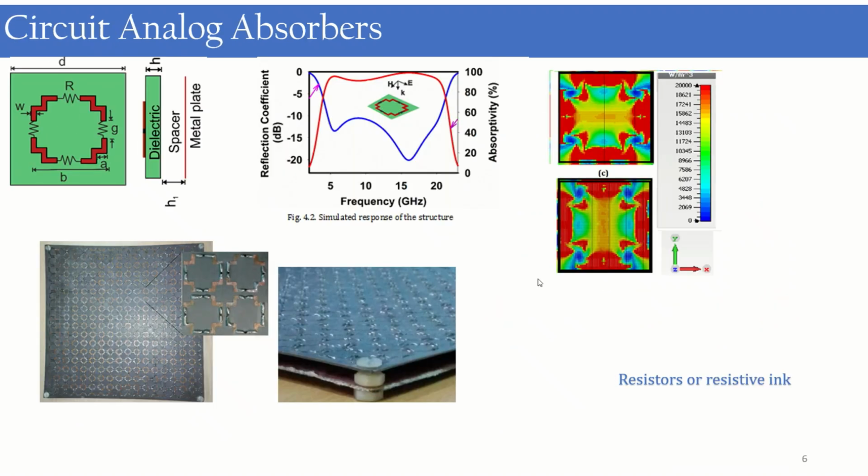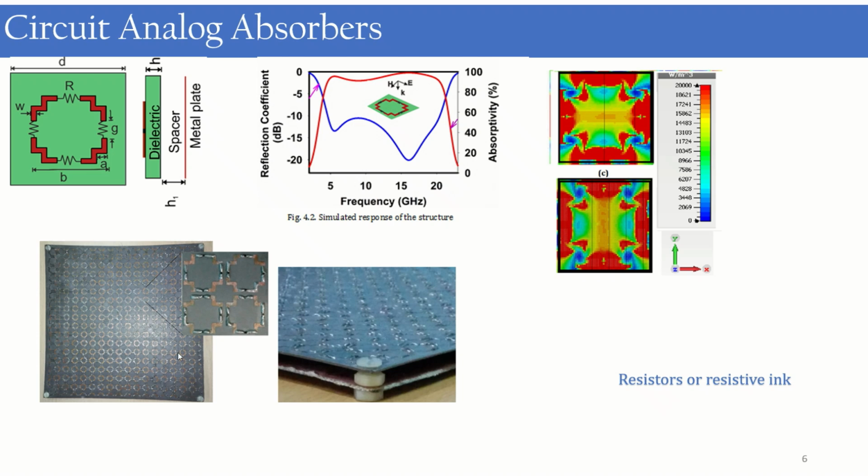In this case, we can use resistors or resistive ink to provide the resistance to the patch. The main characteristic of this circuit absorber is that, as you can see, the absorption is offered over a very wide band of frequency ranges. You can see from 5 to around 20, it is providing absorption of around 90%.